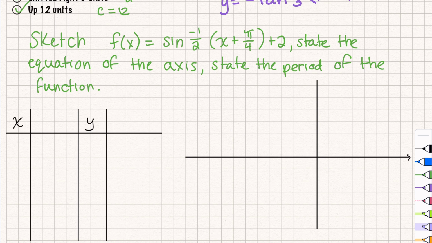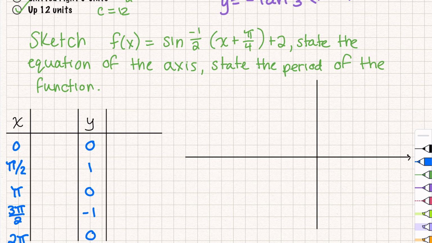So the first point for sine we know is 0, 0. Then we have pi over 2 and 1. We have pi, 0. We have 3 pi over 2, negative 1. And finally we have 2 pi, 0.